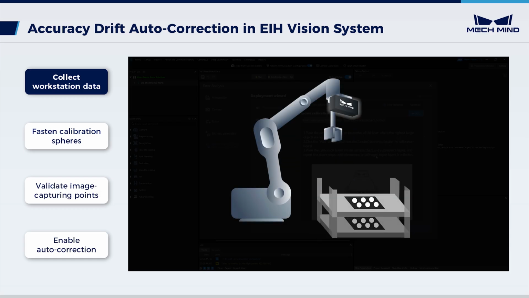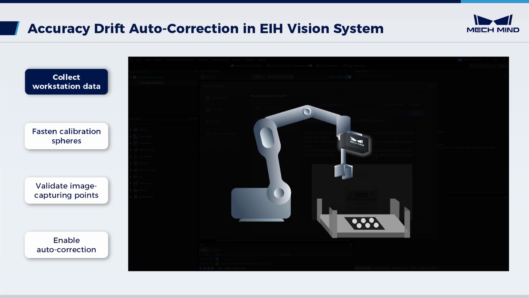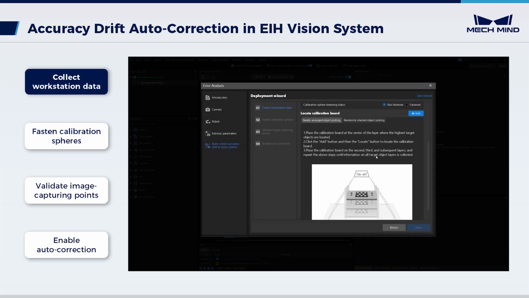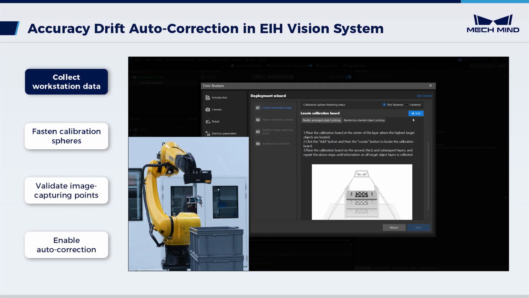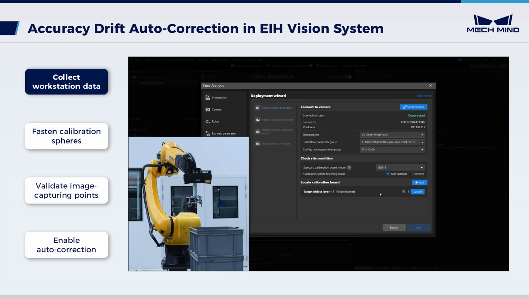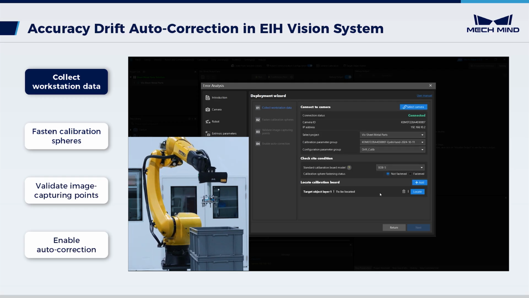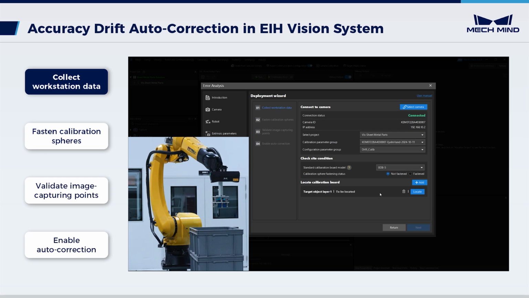Given that there are 2 object layers, collect the calibration board poses twice. Meanwhile, each layer has an image capturing point. For this, move the robot twice to collect board poses. Place the calibration board at the center of the first object layer. Click the Add button to add a layer. Move the robot to the image capturing point of the first layer, and capture the calibration board image.